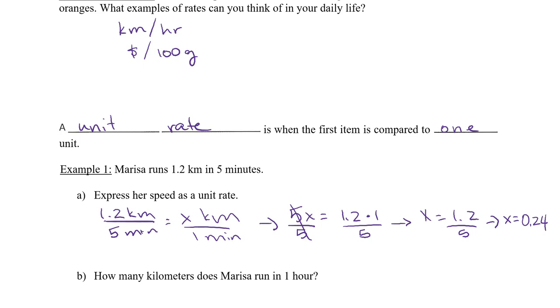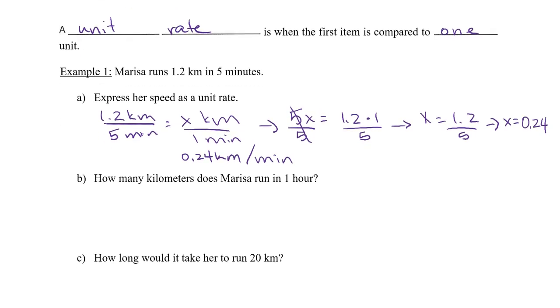Okay, so her speed as a unit rate is 0.24 kilometers per minute. You can see it's per 1 minute, so now we've got a unit rate. So how many kilometers should she run in 1 hour? There's a few different ways we can do this. I'm going to do it this way. We've got 0.24 kilometers per minute.